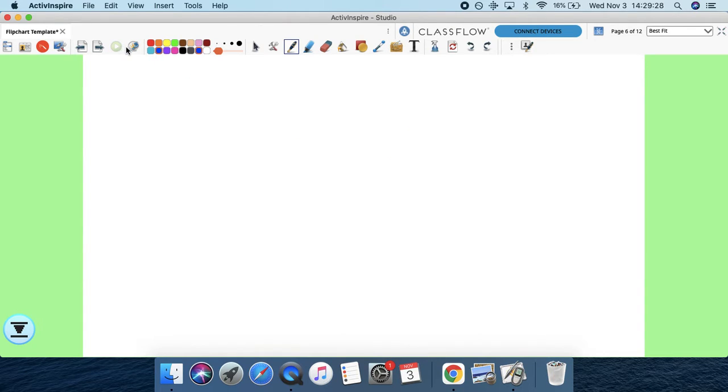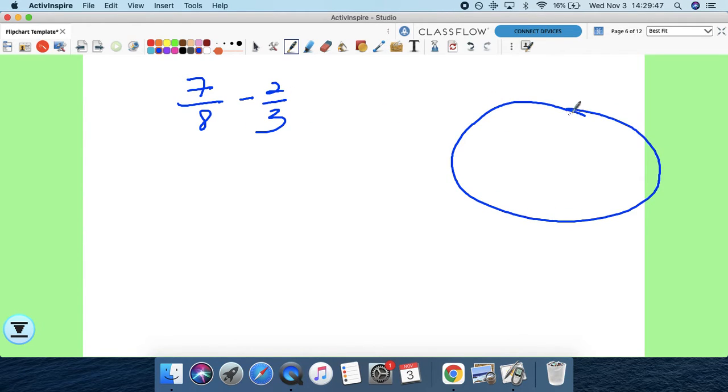Number 19. The school track is 7/8 of a mile. Sherry ran 2/3 of a mile. How much farther does she have to go to get all the way around the track? So this one is 7/8 minus 2/3. So there's a track at the school. There's a track, and she's running, right? She's running.